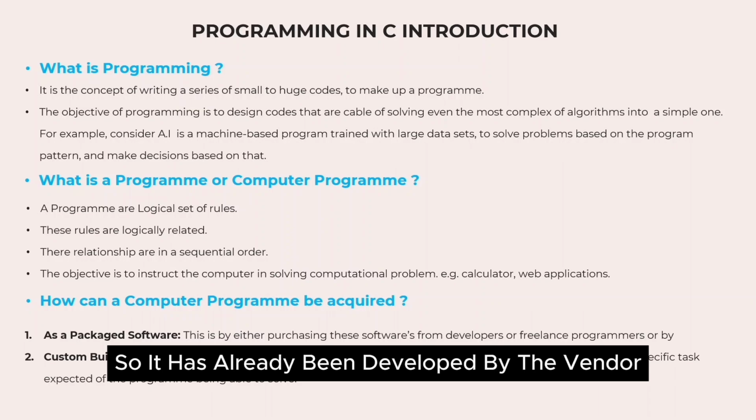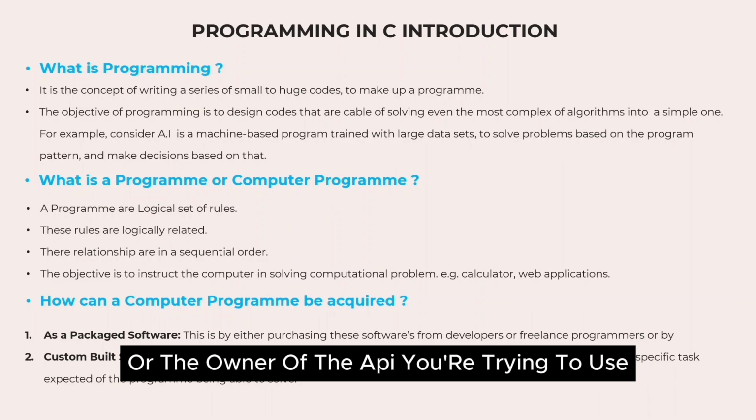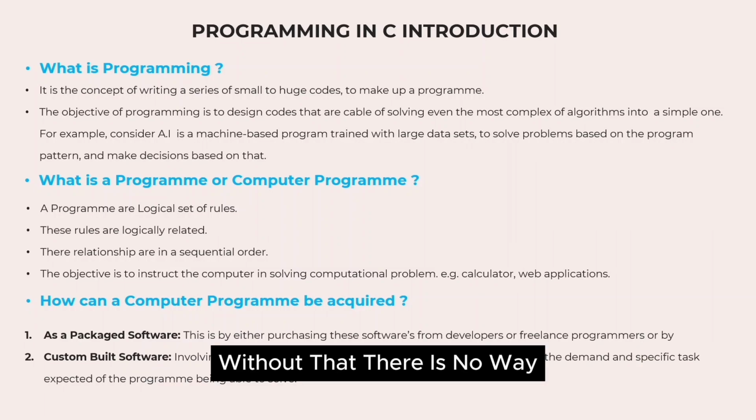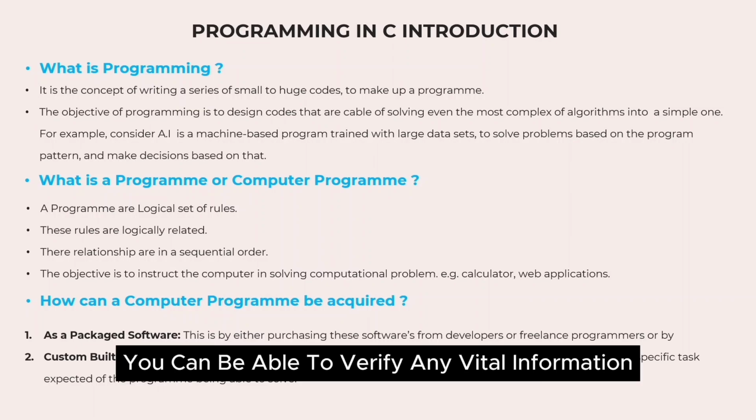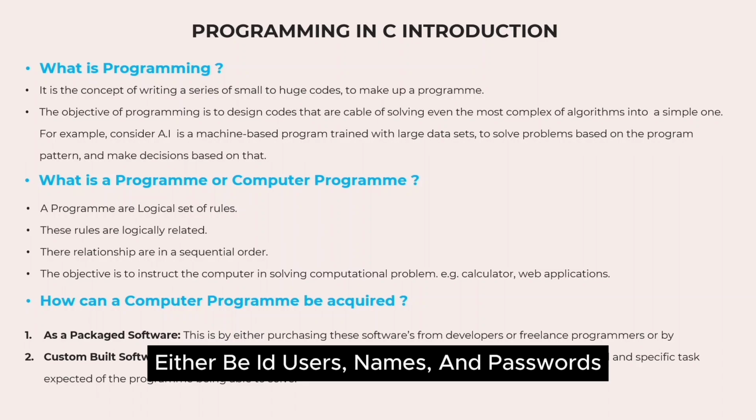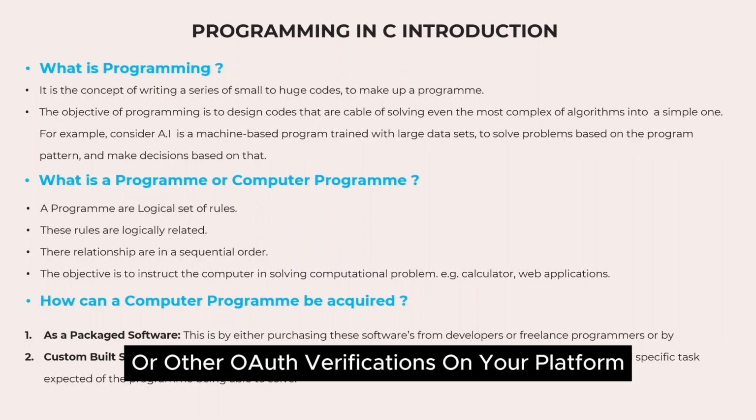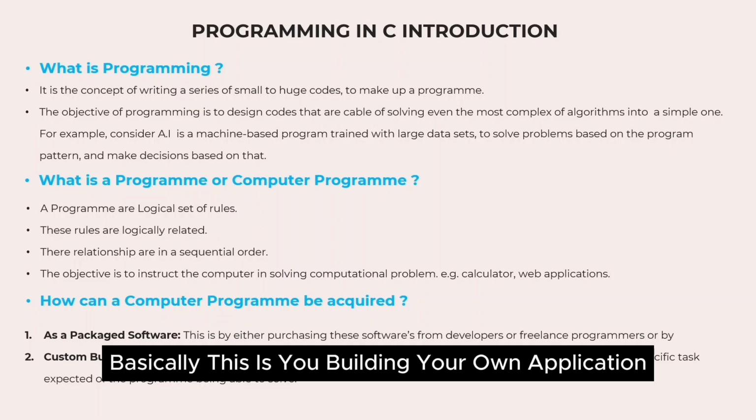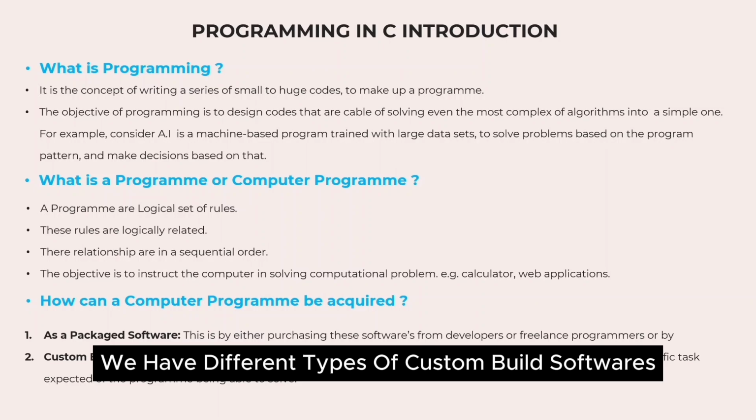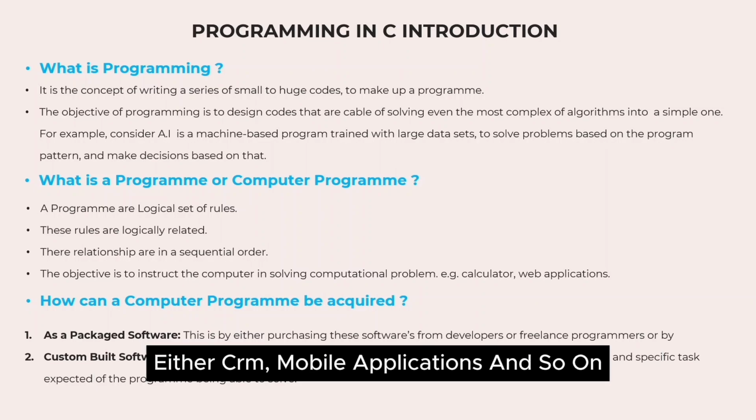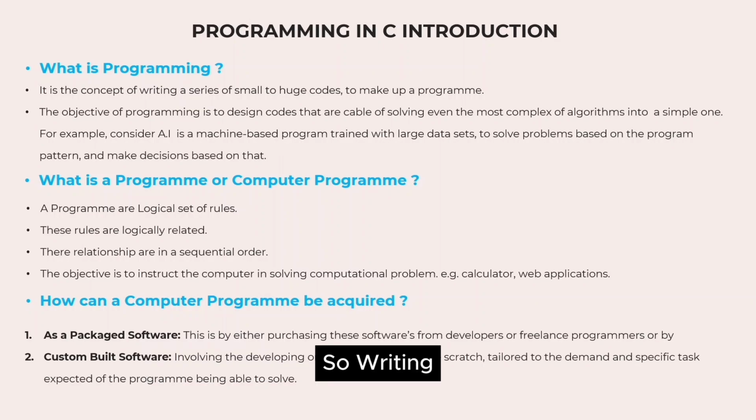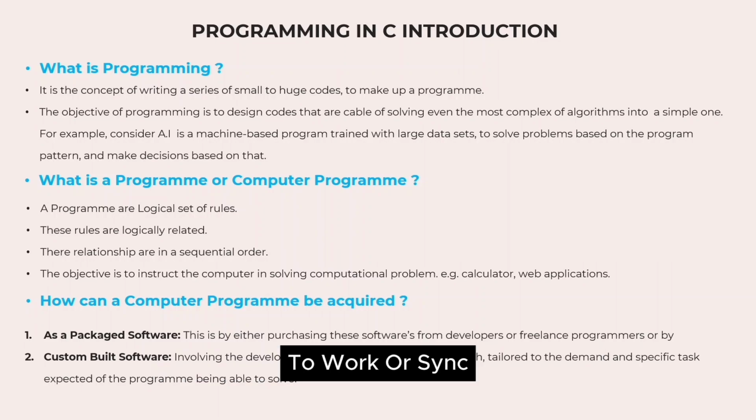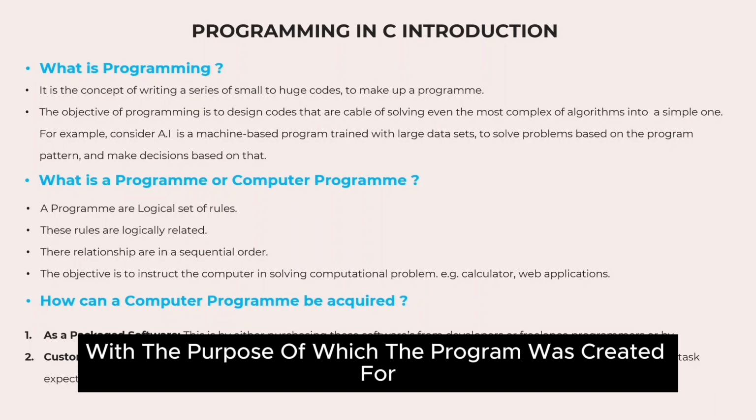It has already been developed by the vendor or the owner of the API you're trying to use to connect to your own application. Without that, there is no way you can verify any vital information, be it IDs, users' names and passwords, or other OAuth verifications on your platform. As for custom built software, basically this is you building your own application. We have different types of custom built software, such as CRMs, mobile applications, and so on. So writing a program as custom built software involves you building that software itself to work or sync with the purpose for which the program was written.